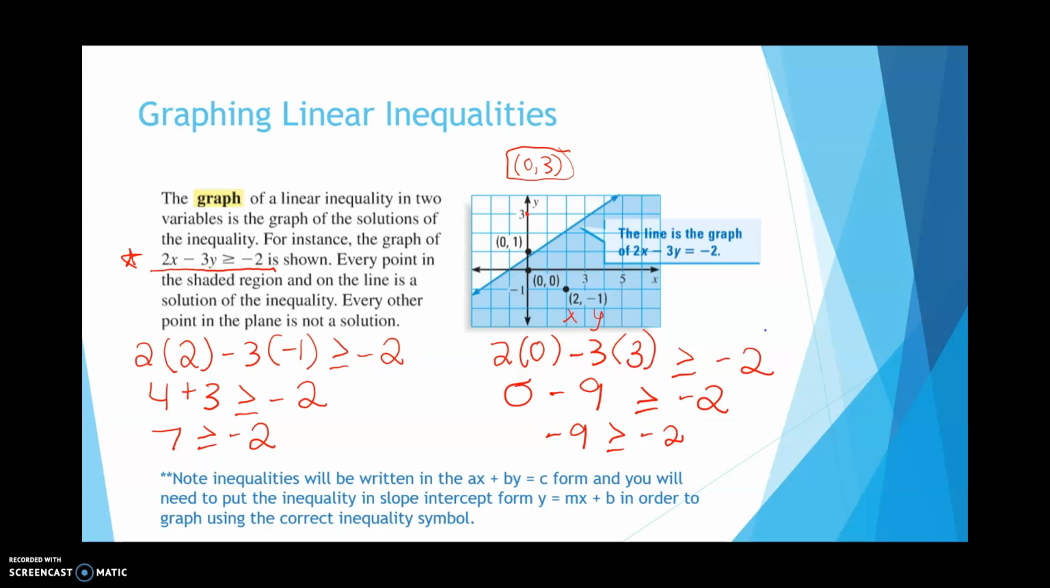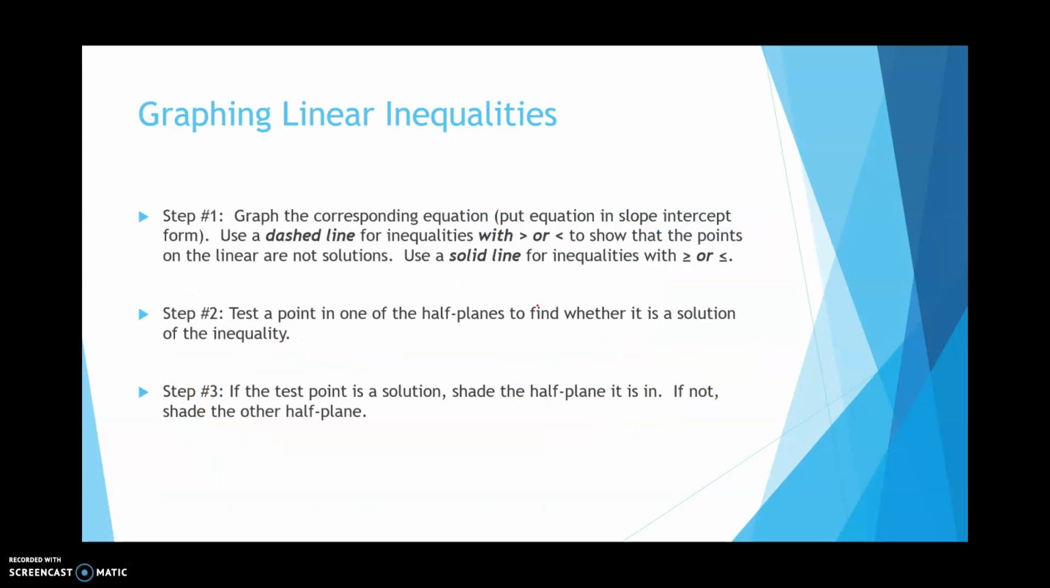Note that inequalities are going to be shown and written in the standard form of ax plus by equals c, and you are going to need to put that inequality into the slope-intercept form, y equals mx plus b, in order to graph, of course, using the correct inequality symbol. So we're going to go ahead and practice graphing inequalities, shading, and then picking points that will make the solution true or not, and shading within that region.